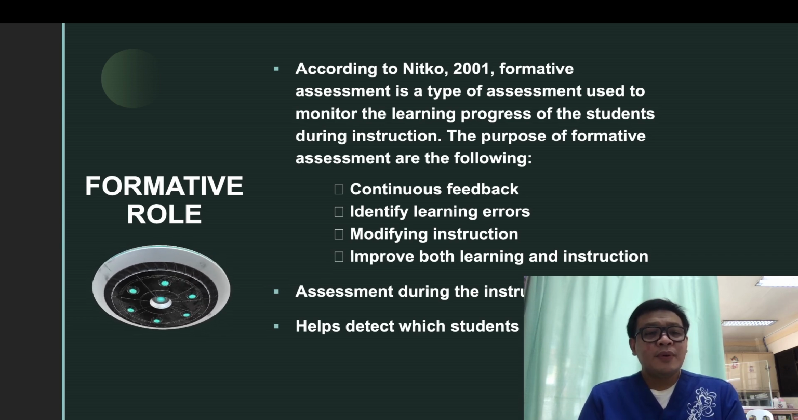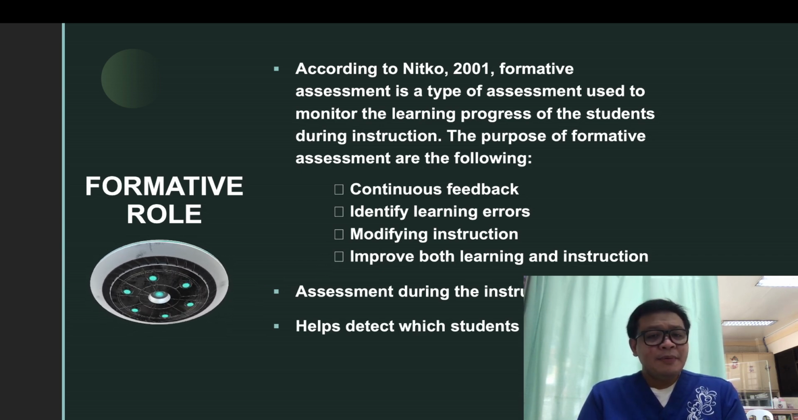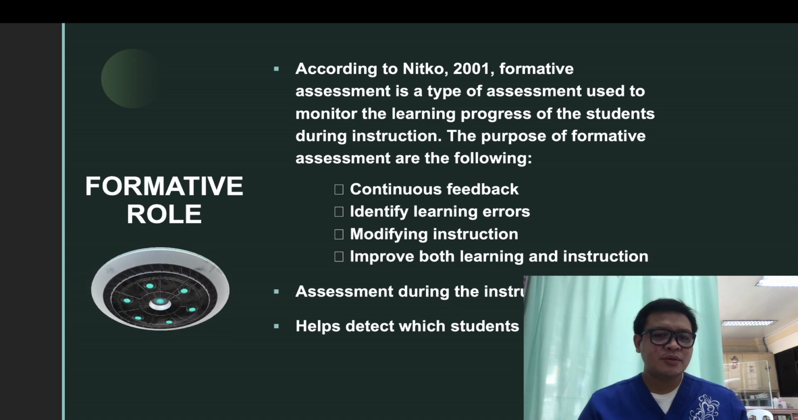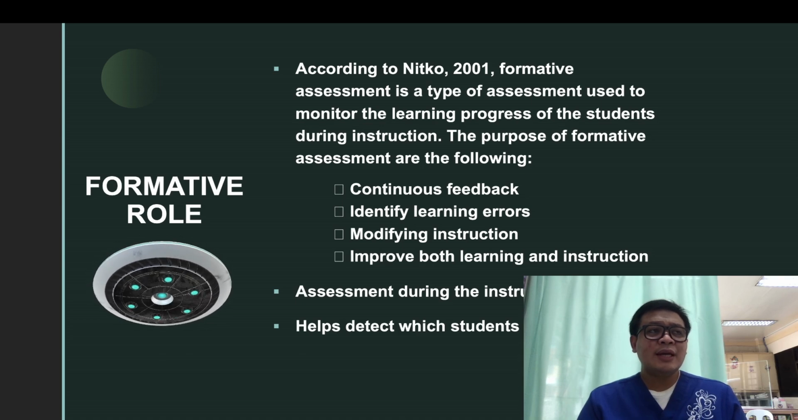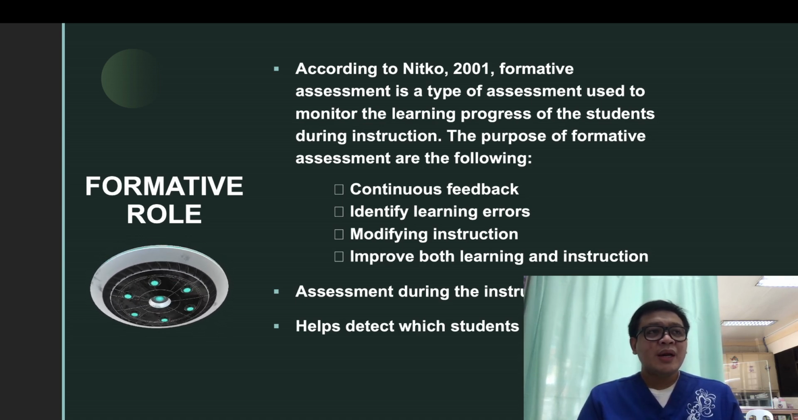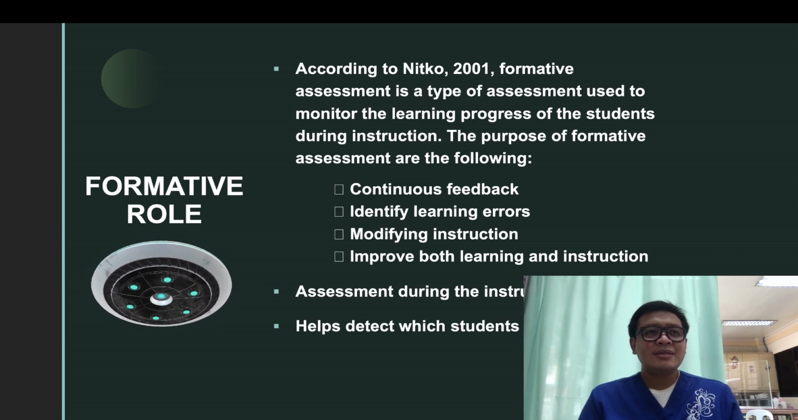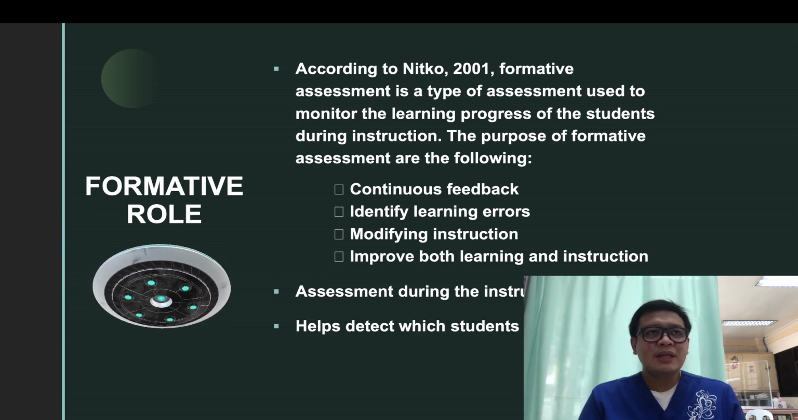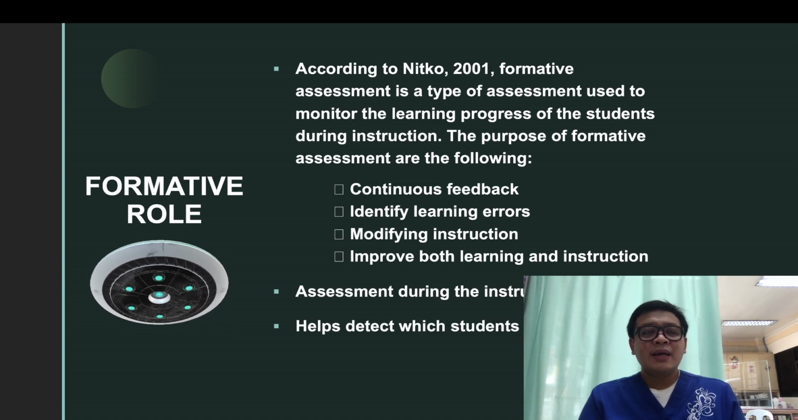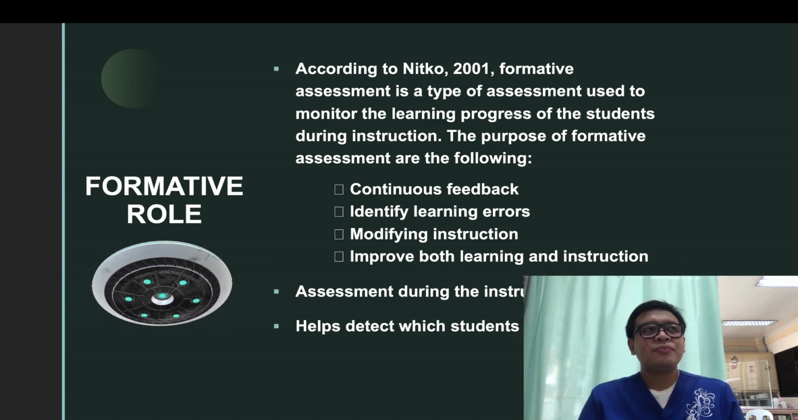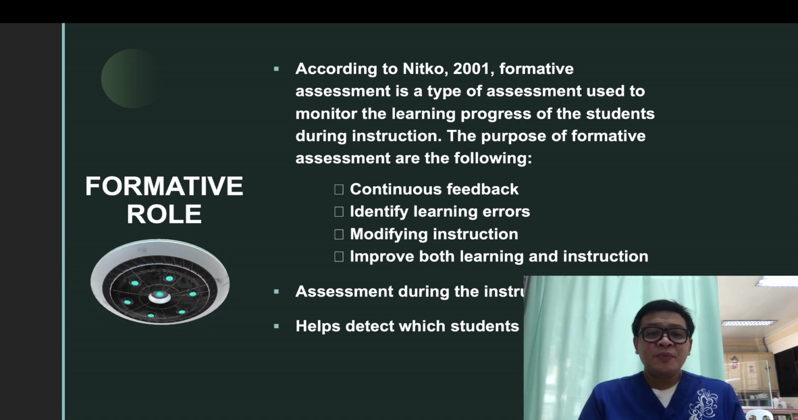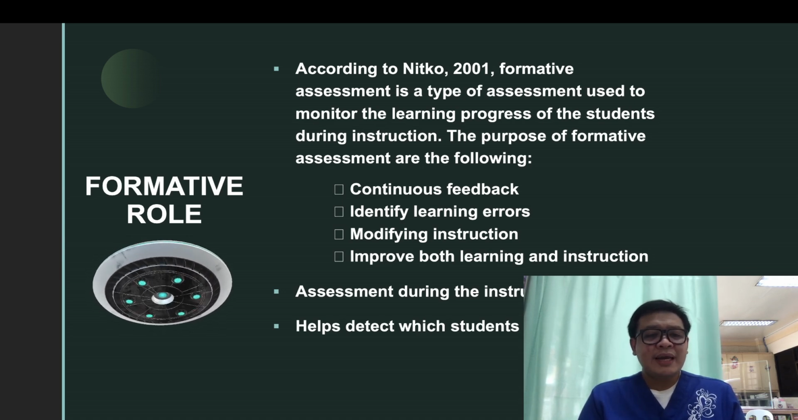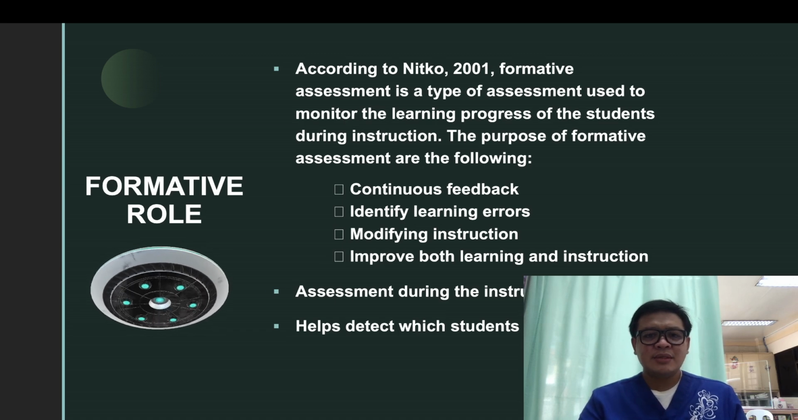So the formative role is also used as a type of assessment during the instruction. So this is the time that we are trying to deliver the instruction to the students. And at the same time, the formative role helps detect which students need attention. When you say formative, from the word itself, that means everything is in a format. And there is a specific format that you have to follow in order for you to be guided. It could be some checklists, or some sequence of activities that are in place, or even the rubrics, which are very important in terms of providing our role in assessing our students.